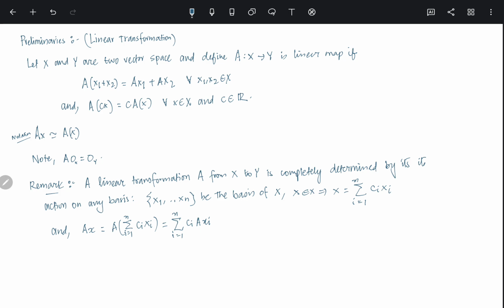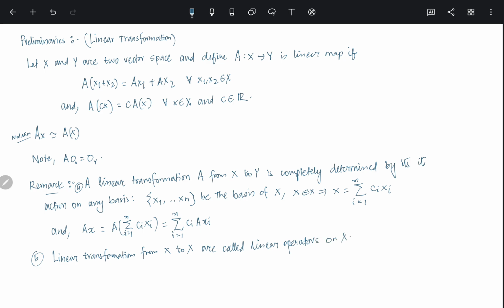Another small remark, remark B: linear transformations from X to X are called linear operators on X. This is just a name, nothing special.